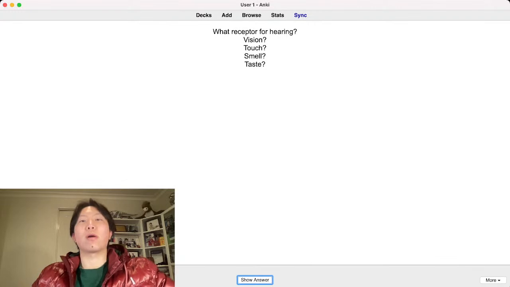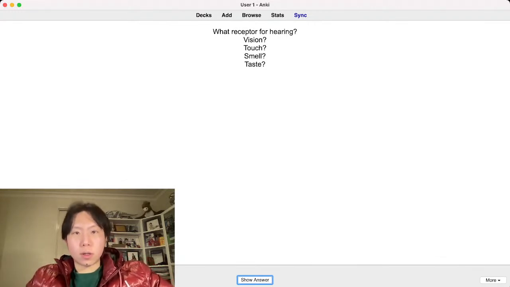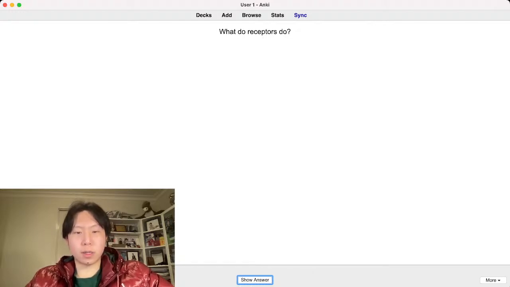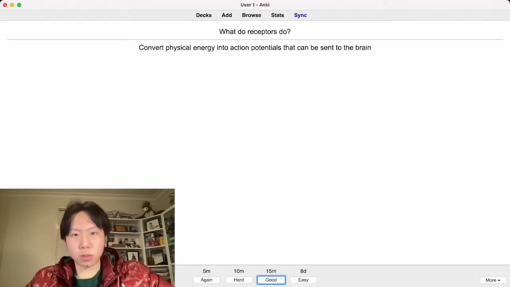Receptor for hearing. I don't know. Mechanoreceptor, photoreceptor, chemoreceptor. Smell and taste would be chemo. Hearing would be mechano, because it's like the hair in your ears. Photoreceptor, vision, and mechanoreceptor for touch. What do receptors do? They convert physical energy into action potentials.